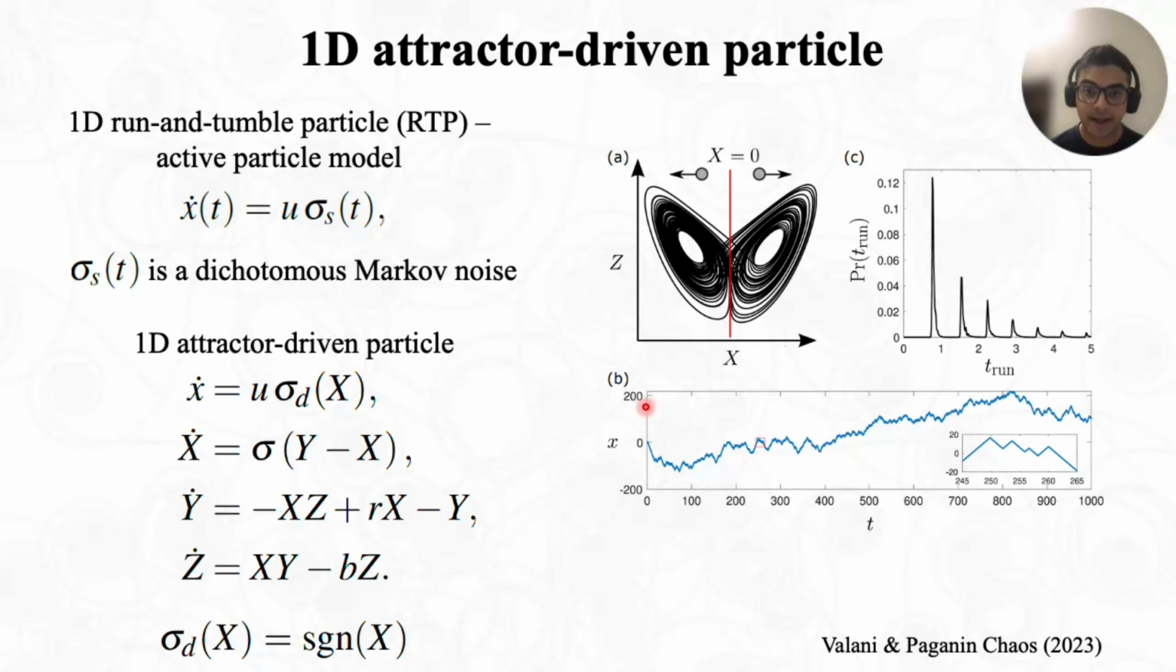Now, from this, we can calculate the probability distribution of time spent either moving to the left or right between the switches. And this turns out to take the shape of these discrete peaks that have an exponentially decaying envelope. This distribution is inherent to the attractor. So if we change the internal attractor or the way it is coupled to the particle motion, then this will change. And in this way, we can model a variety of different types of active particles from this attractor-driven matter framework.